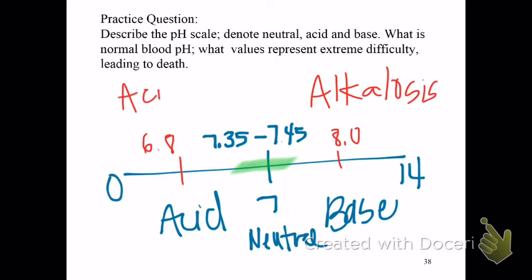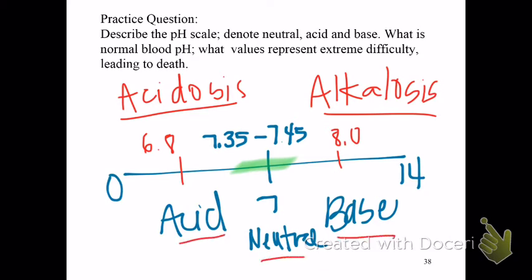And this one is acidosis. And if you want to draw this on this question instead of writing it, that would be fine. So it says describe the pH scale. We described it: acid, base, neutral. Denote neutral, 7. Acid base, 0 to 7 or 7 to 14.